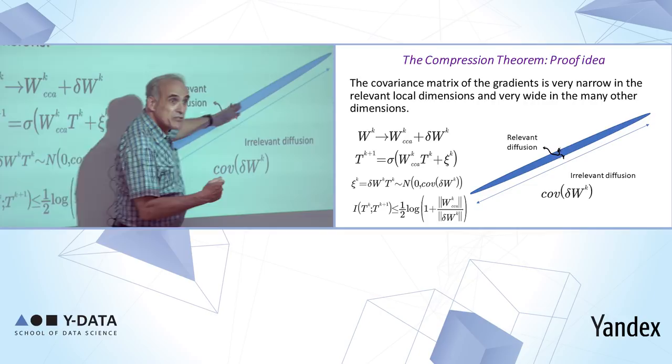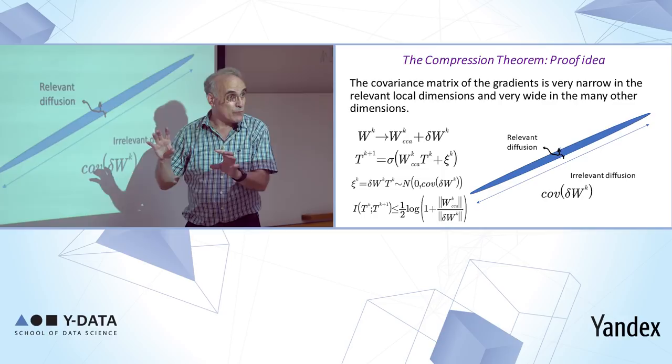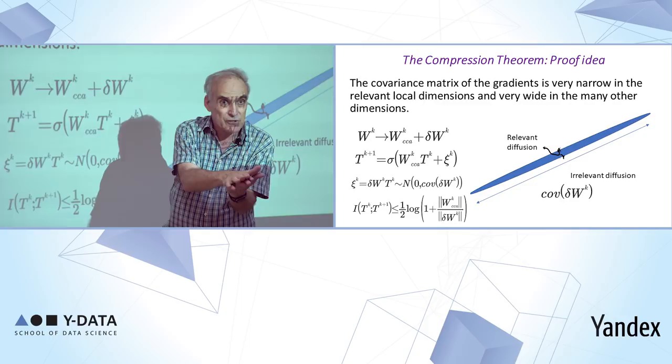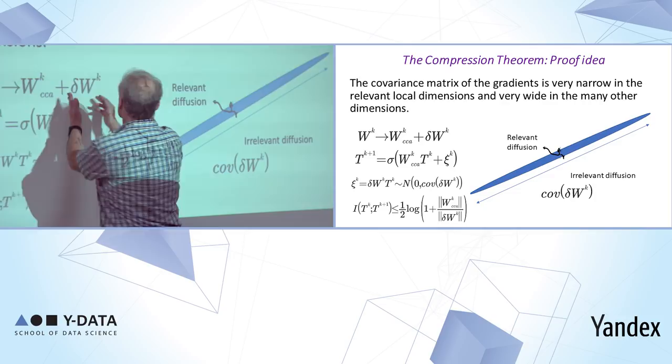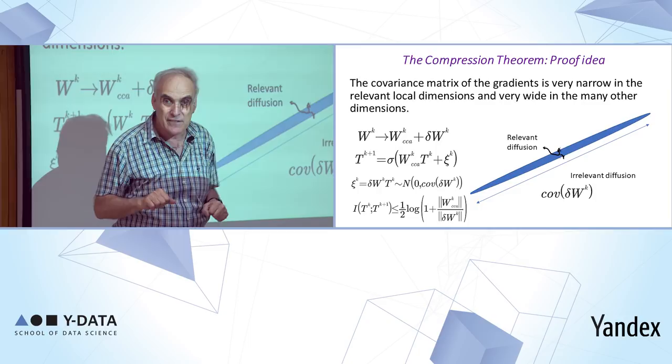So I can divide my weights into two parts. The first one is what I call the relevant part, which is this projection to the local minima. This is what I learned during the drift phase, mostly. But then there is this delta W, which is this accumulated diffusion, or accumulated random walk in the weights, which keeps growing with time like square root of t.